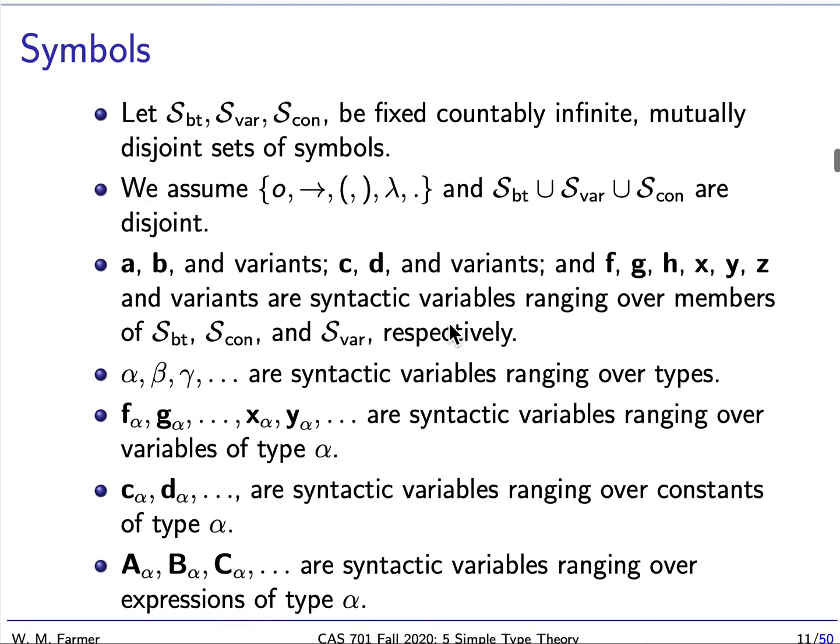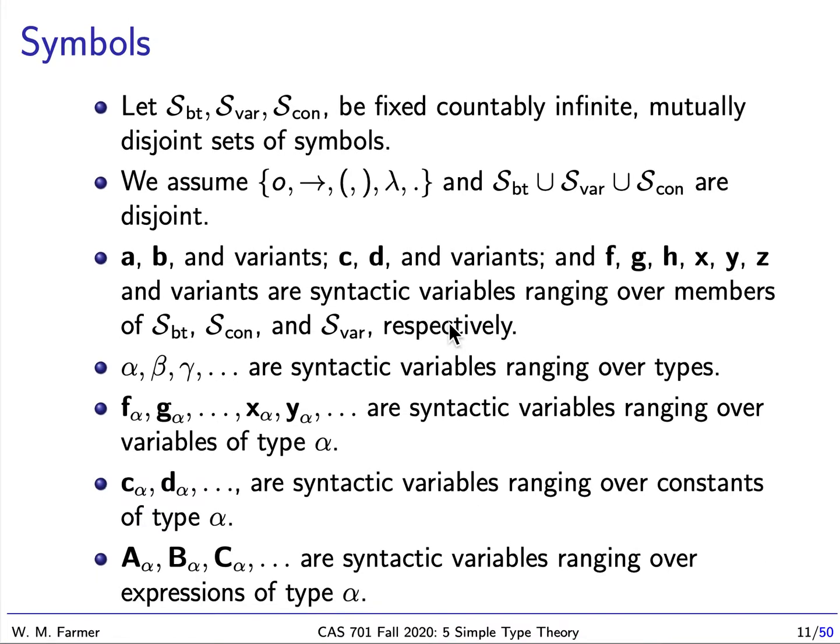So Alonzo has a fair number of symbols. Let me mention what these are. We have a set of symbols that represent base types, a set of symbols for representing or naming variables, and a set of symbols for constants. So we have these three sets of symbols. And then in addition, we have some other logical symbols. Looks like little o, but it's omicron, arrow, open and close parentheses, lambda, and a period.